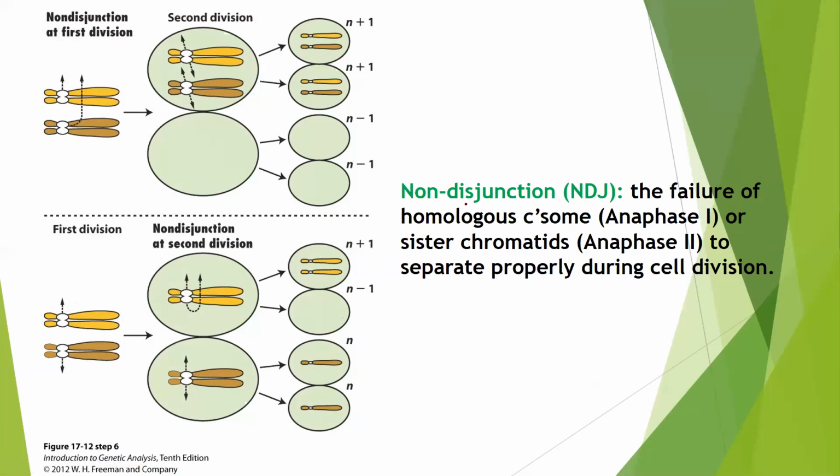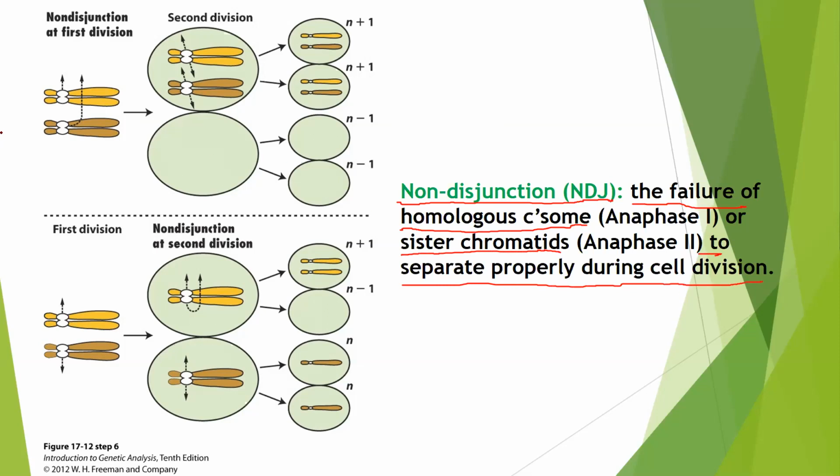Okay, so one possible way to cause this, either the trisomic or monosomic, is through non-disjunction. So what is non-disjunction? The definition of non-disjunction is the failure of either the homologous chromosomes or the sister chromatids to separate properly during cell division.